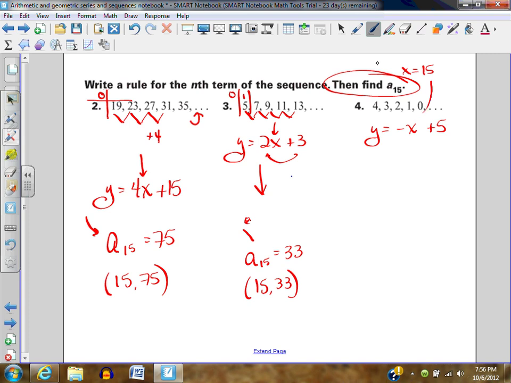So again, I put negative 15 plus 5, I get negative 10. So A sub 15 is equal to negative 10. Or you can say 15, negative 10. Please understand, these two are synonymous. They mean the same thing.